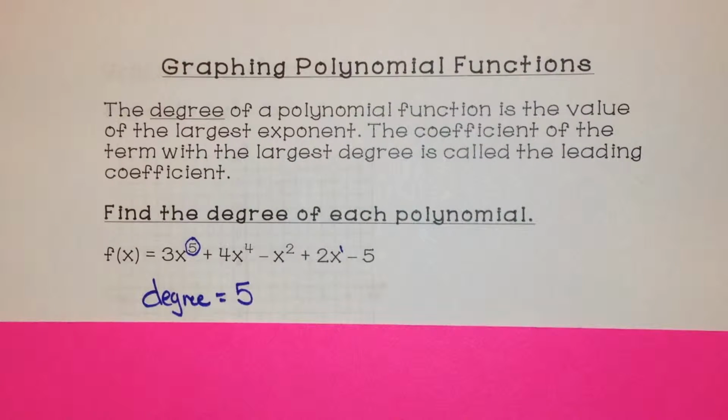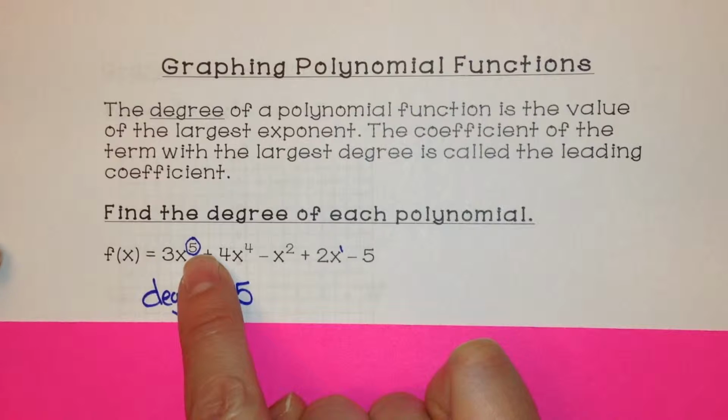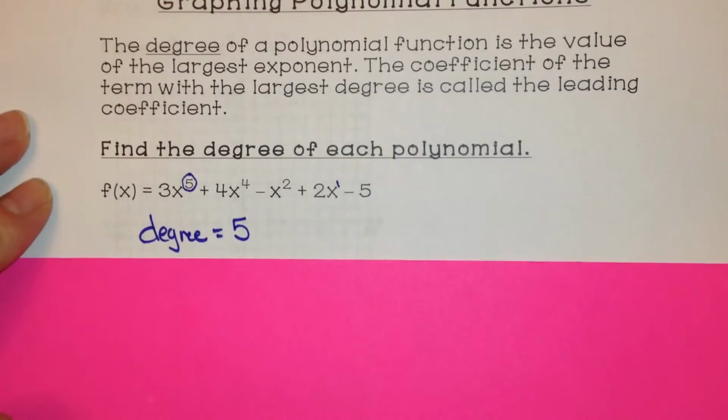So the coefficient is just the number multiplied by the variables. Like 3 is a coefficient, 4, in this case -1, 2, and -5. So the coefficient of the term with the largest degree is called the leading coefficient. Because 5 is the largest degree, largest exponent, it means that 3 is our leading coefficient.